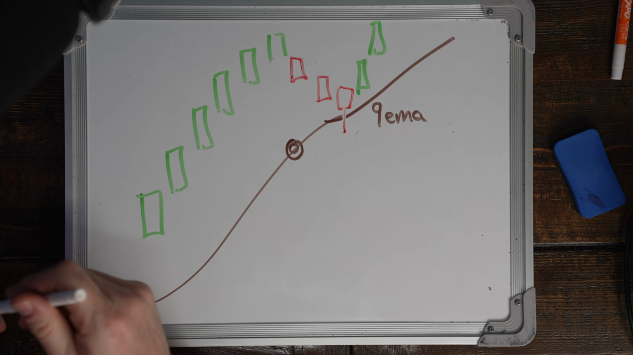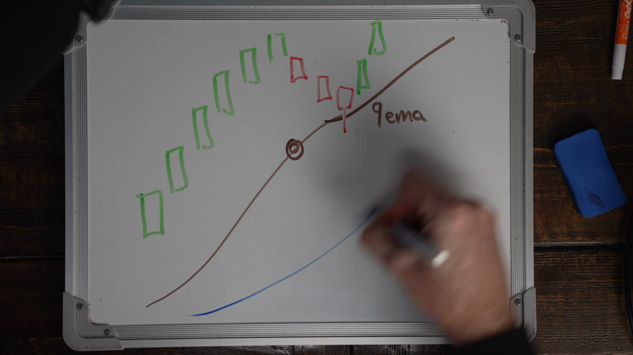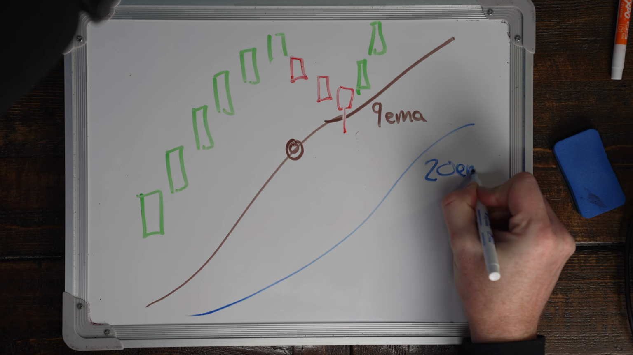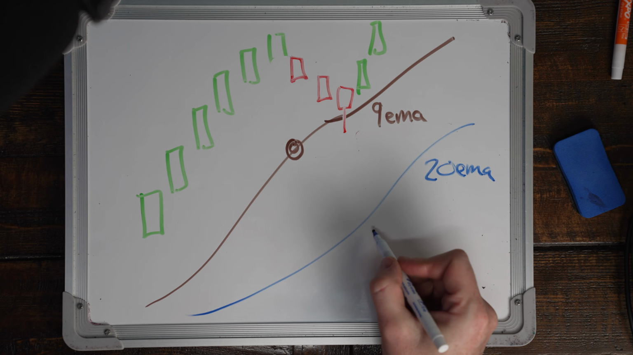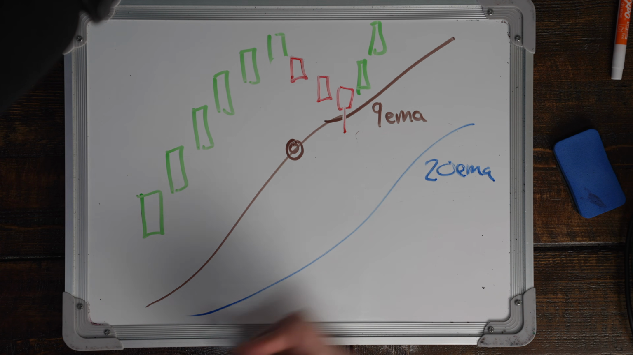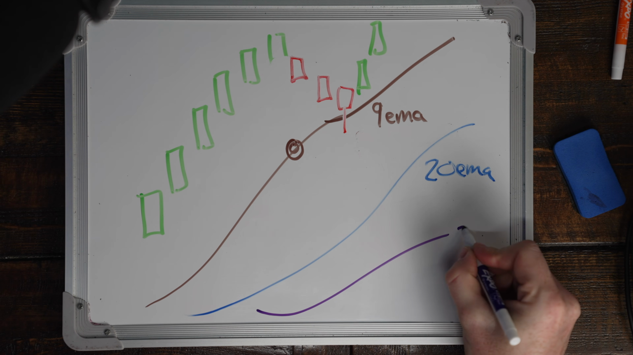So I use 3 moving averages. I use the 9 exponential moving average, and then I use the 20 exponential moving average. The 20 is always going to be a little further down from the 9 because it's averaging the last 20 candles, so it goes further back. And then I use the 200 way down here.